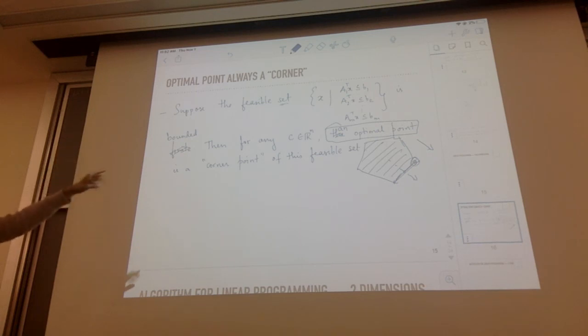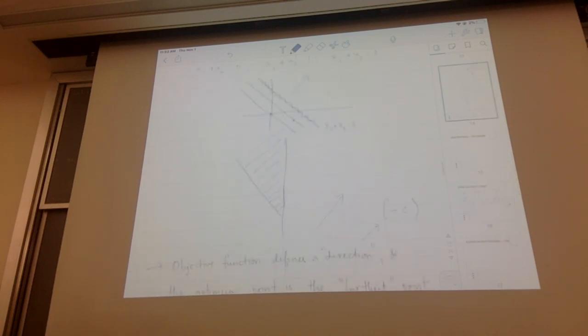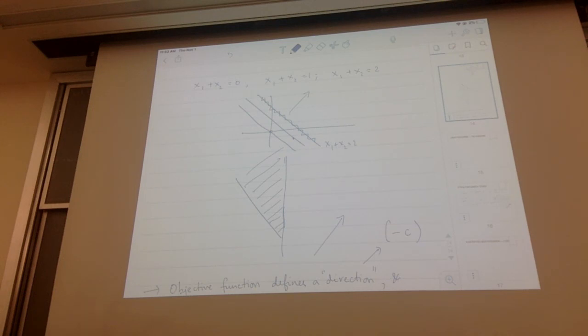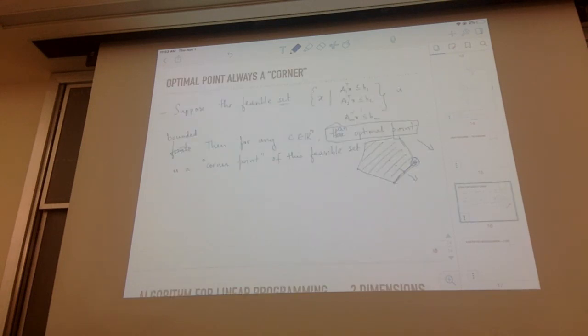Then for any C, there exists an optimal point that's also a corner point. But the number of constraints defining the feasible set, that was fine. That was finite even in the unbounded case, right? In the example that you saw, where the solution was an infinite cone, it was just defined by two constraints. So what I mean here is that it's actually bounded. This is very good.